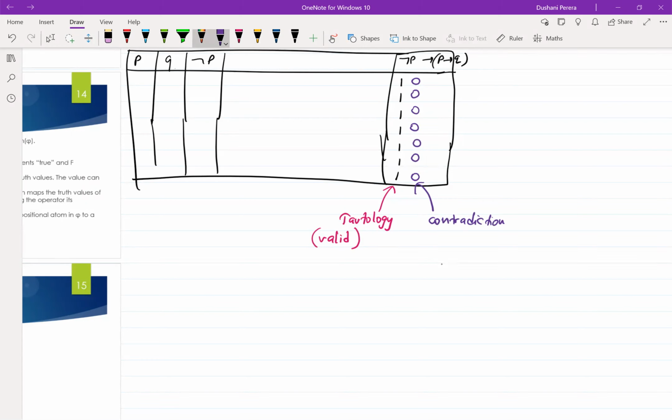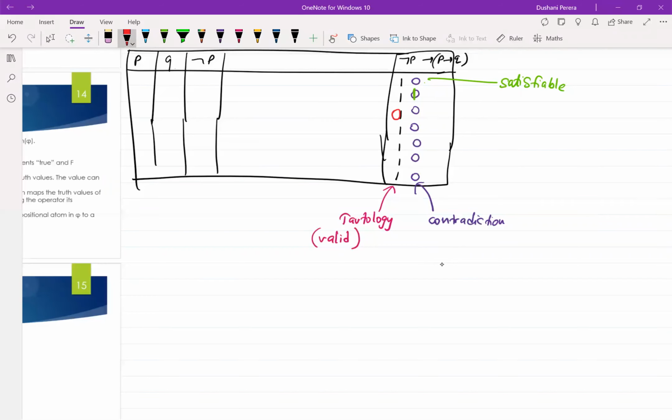Say that all the evaluations give you false, but just one gives you a true value. Only in one place it is true. Right? If that happens, we call that propositional formula a satisfiable propositional formula. That means there is at least one case where it is true, so we can satisfy it. Satisfiable. Right?